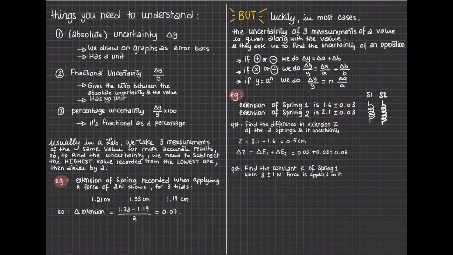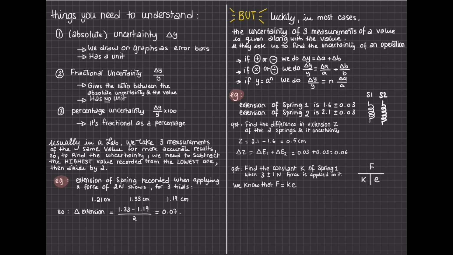Okay, if they ask you now to find the constant K of spring 1 when 3 Newton force is applied to it, and I gave you the uncertainty of the force. So the force, the value, and its uncertainty are given. And for spring 1, the extension and its uncertainty are given. You just need to find the constant K.